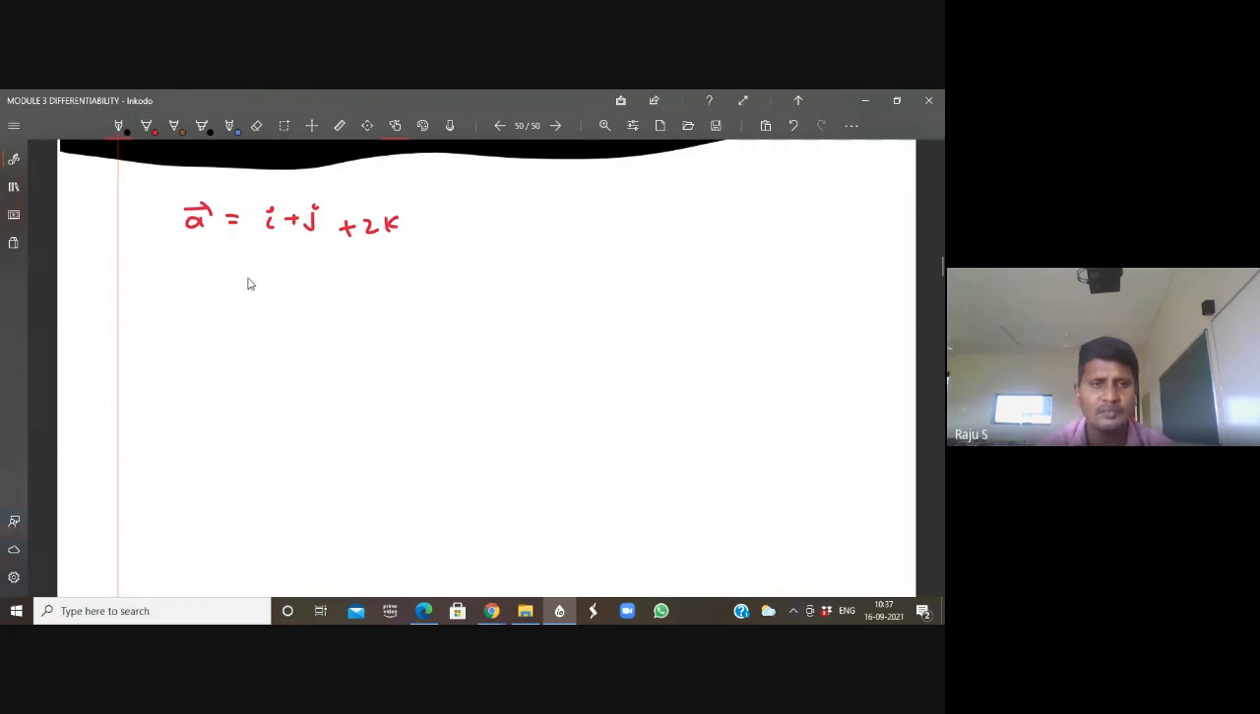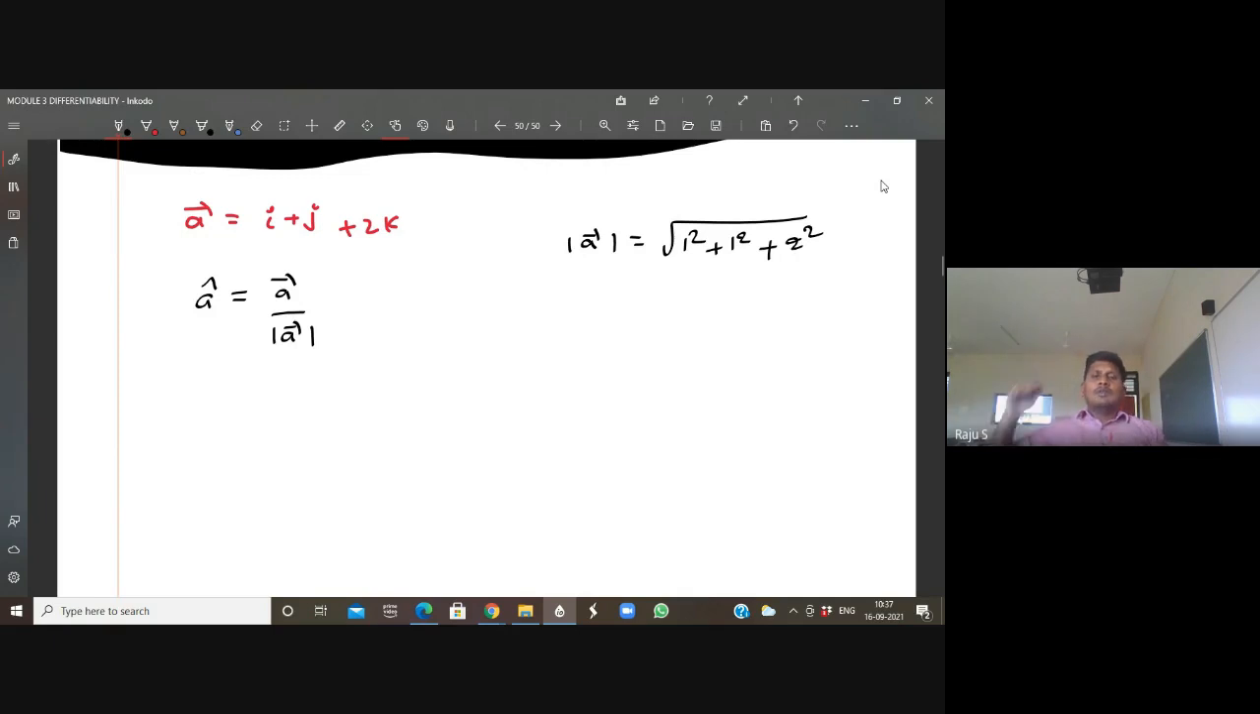See, the unit vector formula is a cap is equal to vector a by its magnitude. Okay, first I'm going to find the magnitude of the vector, that is square root of 1 square plus 1 square plus 2 square. So this is equal to root 6. Root 6 is its magnitude, now substitute here. Unit vector a cap is equal to i plus j plus 2k by root 6.